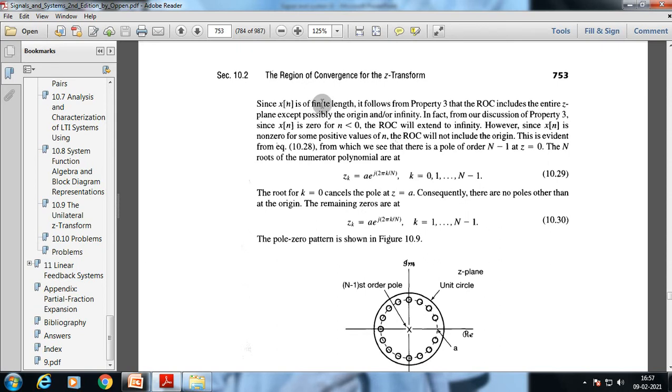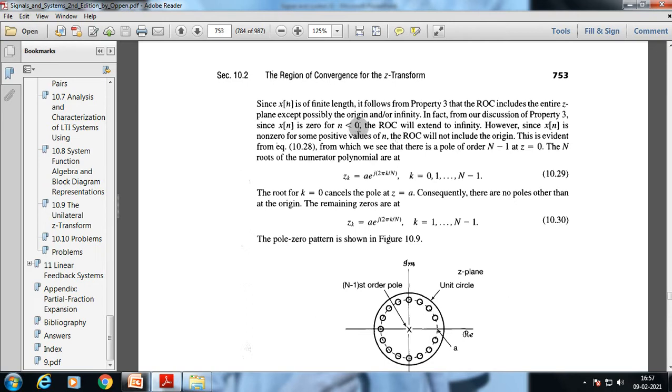Since x of n is of finite length, it follows from property 3 that the ROC includes the entire z plane except possibly the origin and/or infinity. In fact, from our discussion of property 3, since x of n is 0 for n less than 0, the ROC will extend to infinity. However, since x of n is non-zero for some positive values of n, the ROC will not include the origin. This is evident from the equation, from which we see that there is a pole of order N minus 1 at z is equal to 0.